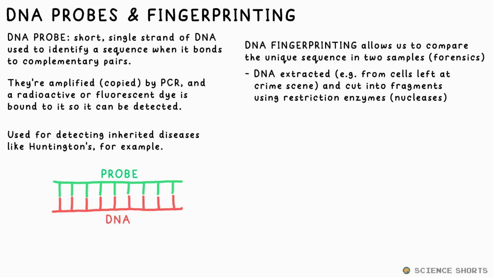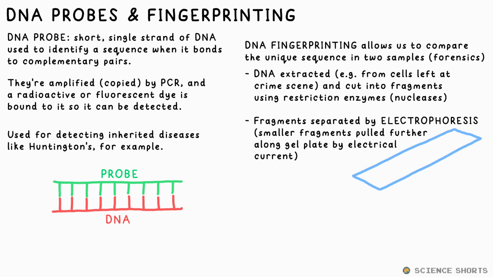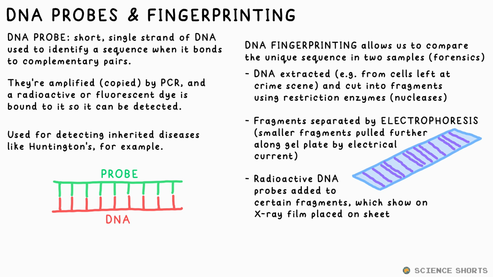If a crime is committed, cells left behind by the perp are taken and DNA is extracted and cut into fragments using restriction enzymes. They're then separated by electrophoresis, a type of chromatography that uses electricity to draw smaller fragments further along a gel plate. Radioactive DNA probes are then added to specific fragments, which show up on X-ray film that's placed on top of the nylon sheet they're on. This can then be compared with that from a suspect.